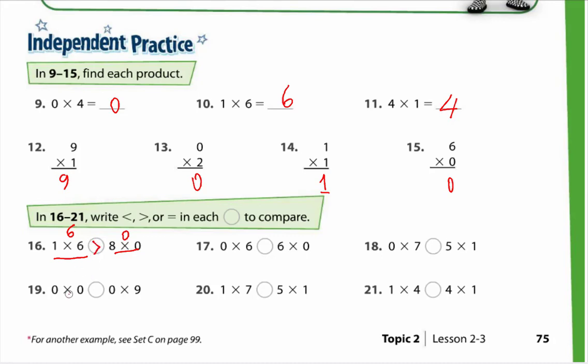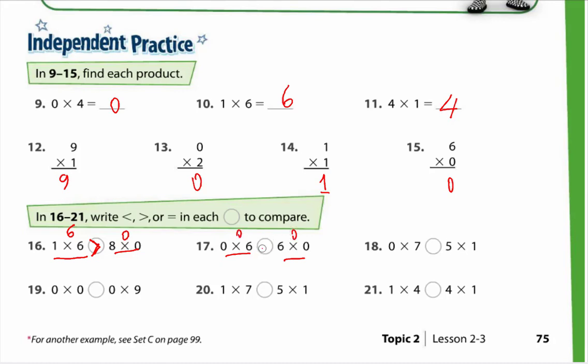We will draw the open side toward the 6. Okay? Thank you. Thank you. Mute your mic. Muad? Yes. The next question, question 17. 0 times 6 and 6 times 0. 0 times 6 is? 0, and of course it's the same.